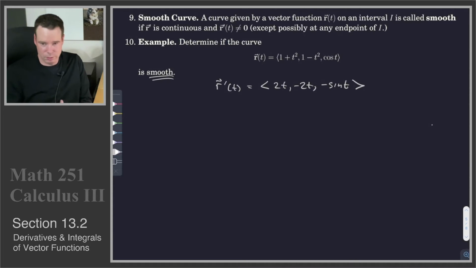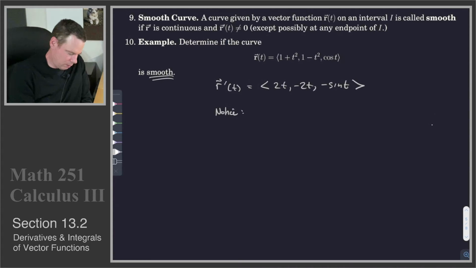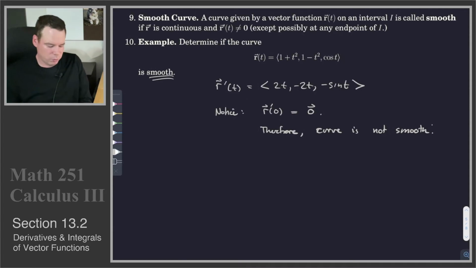And we just need to check. Each of these components is continuous, so that's great. Is the derivative non-zero? Well, no. Unfortunately, we notice that for the value t equals 0, we get the 0 vector out. So therefore, the curve is not smooth. There's an issue at 0. The derivative is actually 0 there.